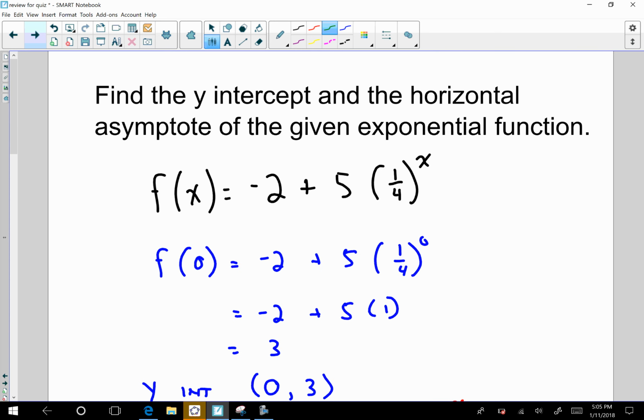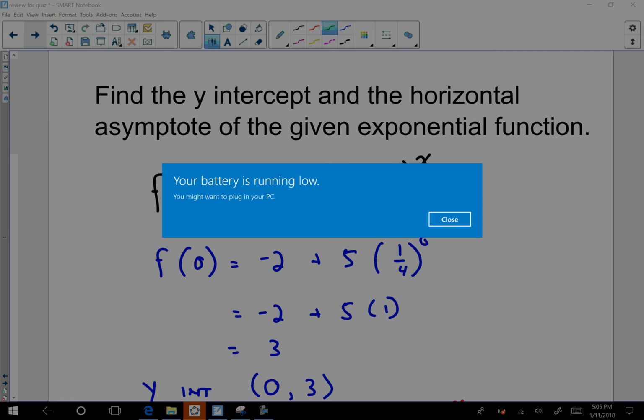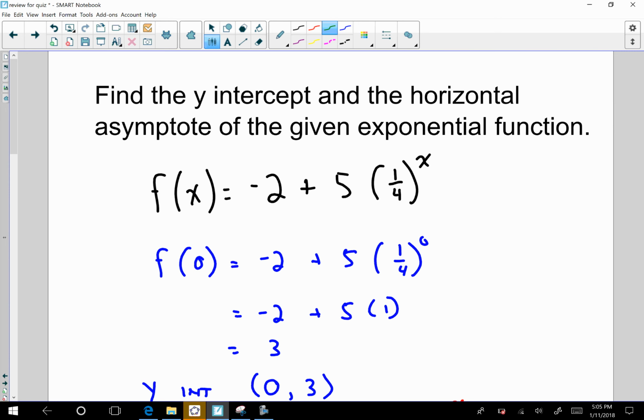And let's look at the last problem here. Find the y-intercept and the horizontal asymptote of the given exponential function. Keep in mind, ladies and gentlemen, if you want to pause the video, you certainly can. So the first thing let's do, let's find the y-intercept. And I find the y-intercept by letting x equal 0. So I'm going to put 0 in for x.